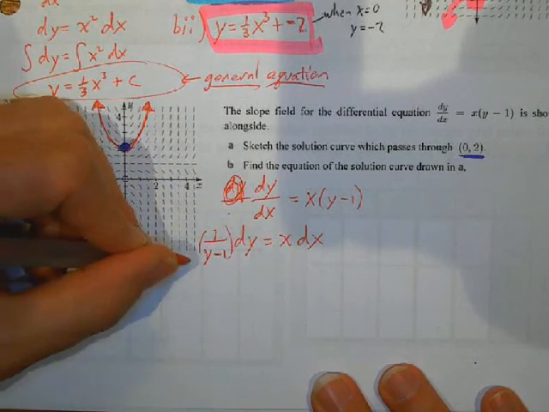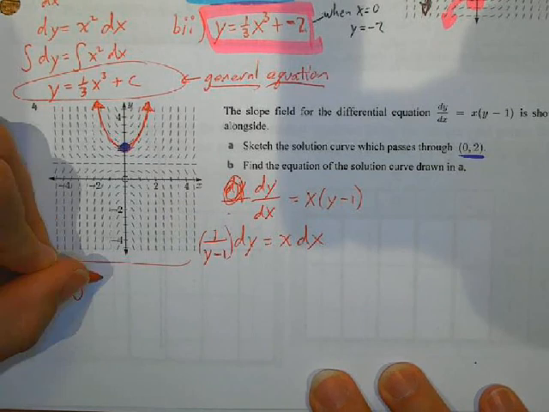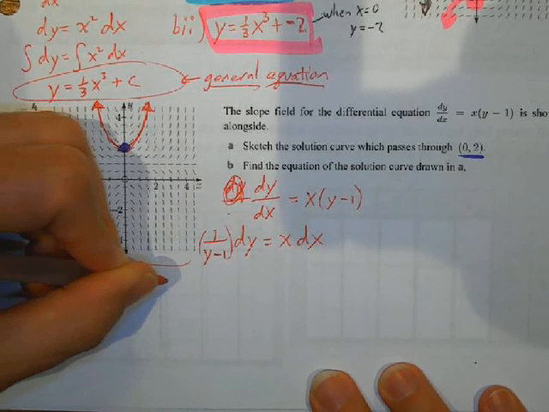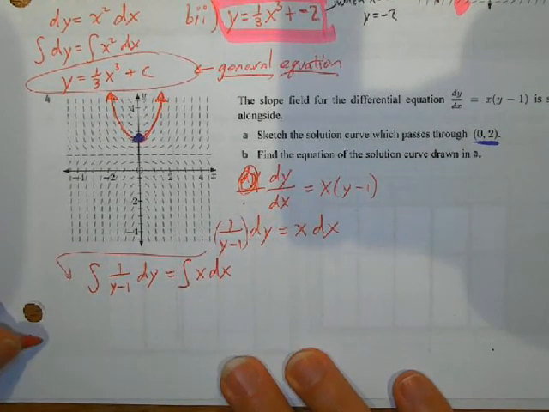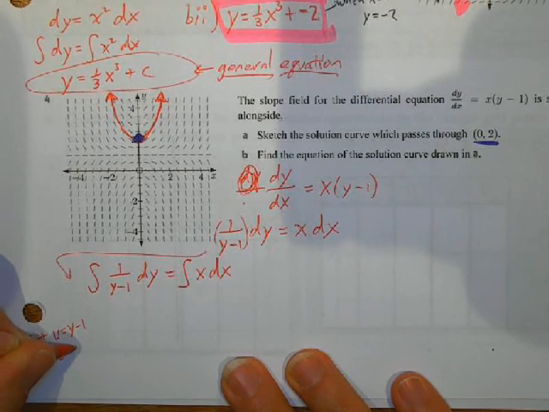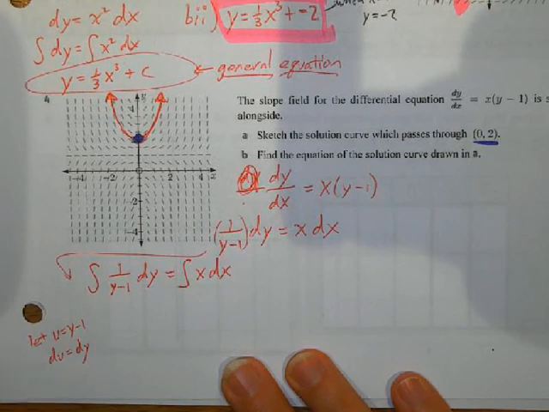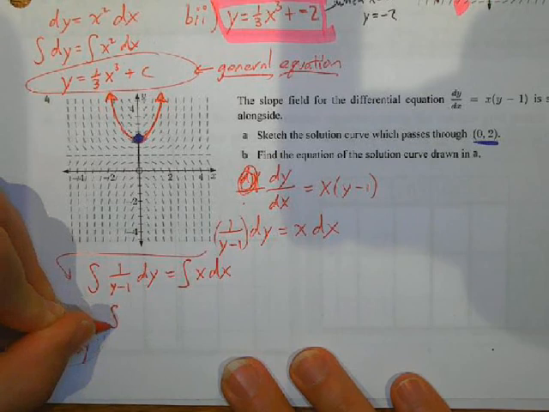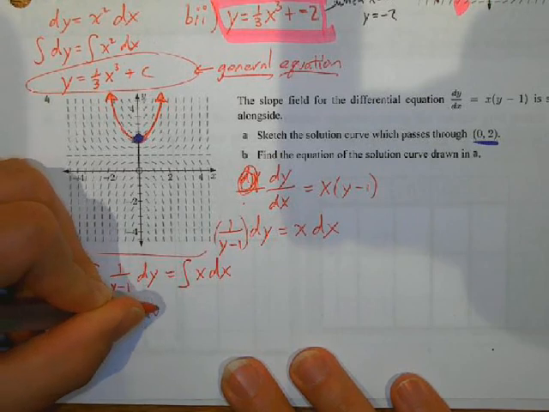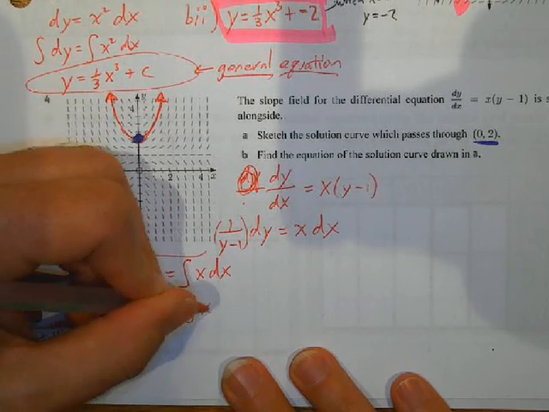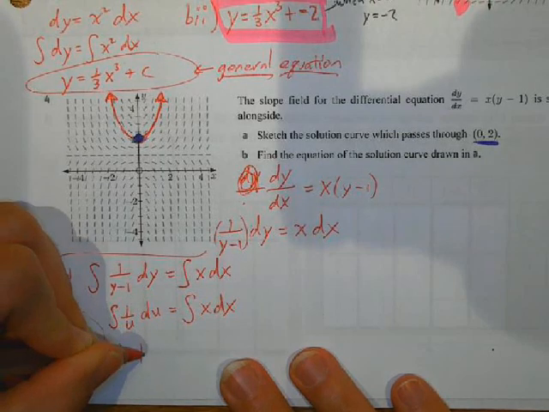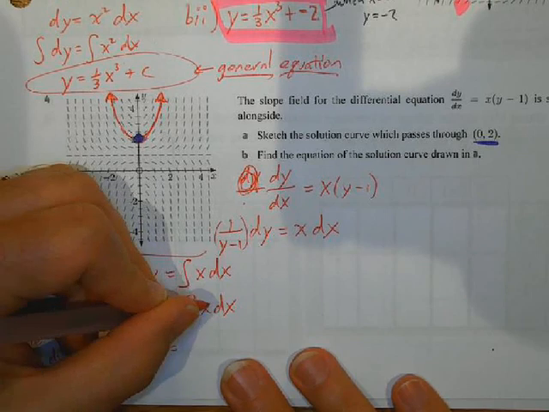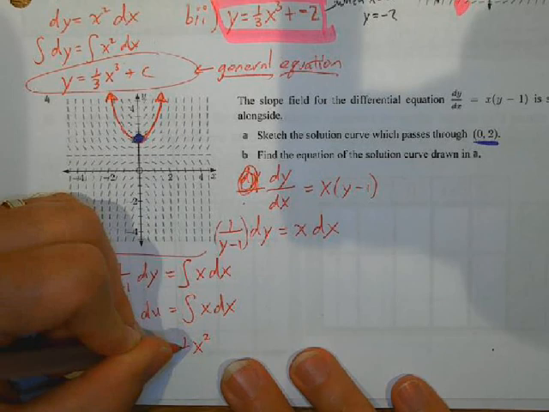So now I've got the integral of 1 over y minus 1 dy equals the integral of x dx. And we're going to let u equal y minus 1 and du equals dy. So now I can write this as the integral of 1 over u du equals the integral of x dx. And then the antiderivative of 1 over u is natural log of u. And this equals, the power increases to 2, and then I have to have the 1/2, and then I'm going to put a plus c.